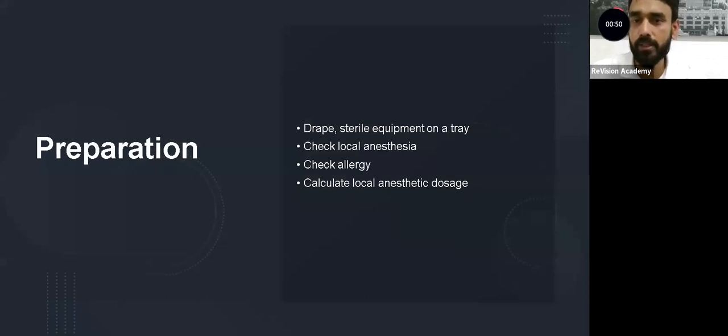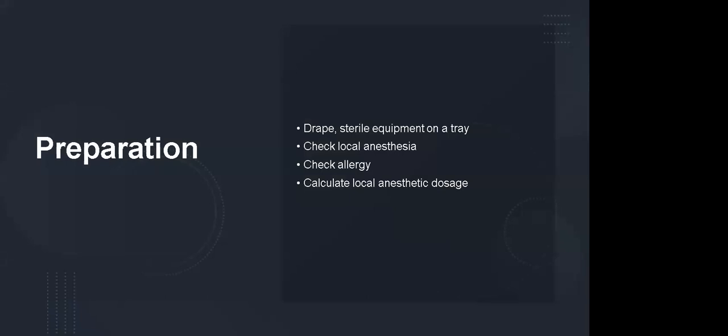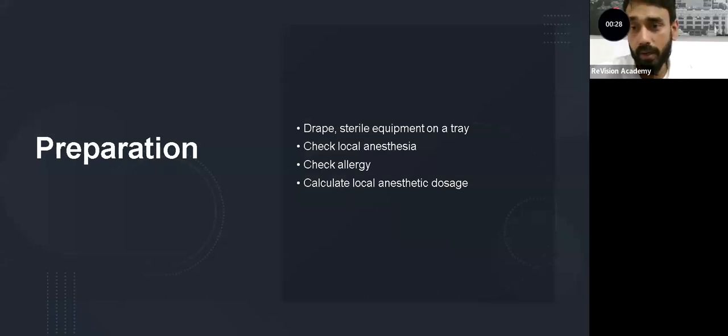While you are doing preparation, you have to keep in mind a few points. What are the points? Draping, sterile equipment on a tray, check local anesthesia, check allergy. I mean, did you check the date of the local anesthetic agent as well as allergy? I missed it. Okay, no problem. And calculate the local anesthetic dose also. You have to remember all the time because the examiner may ask anytime. These are the preparation portion.